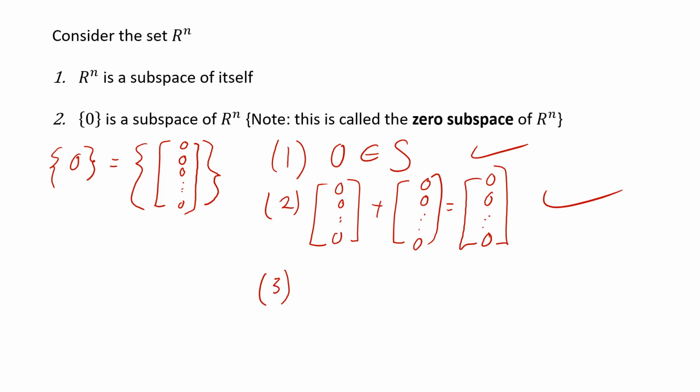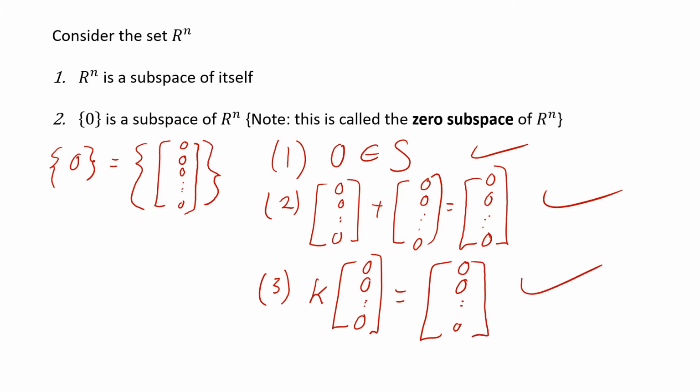The third says that multiplying any scalar by any element in the set stays in the set. So if k is any scalar, multiply it by the zero vector, since that's the only thing in the set, what do you get? You get the zero vector back again. So you can't leave the set by multiplying by a scalar. That is a subspace. It satisfies the conditions of a subspace. We call it the zero subspace of Rn.